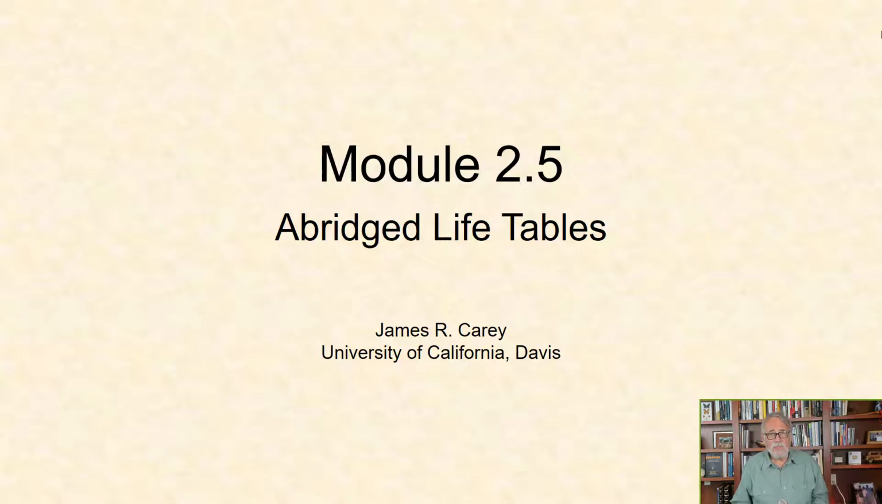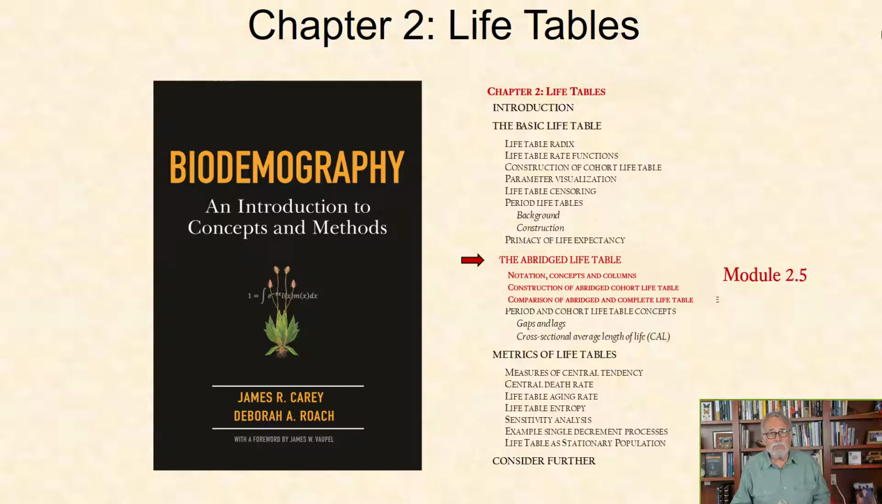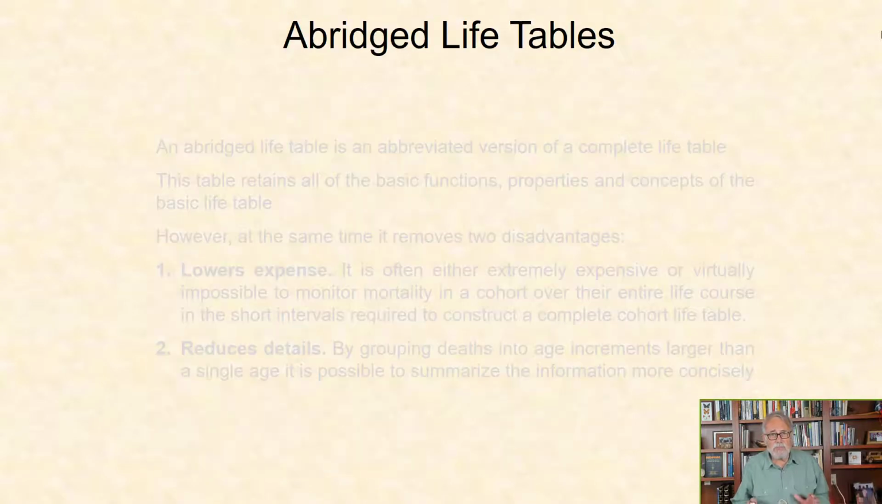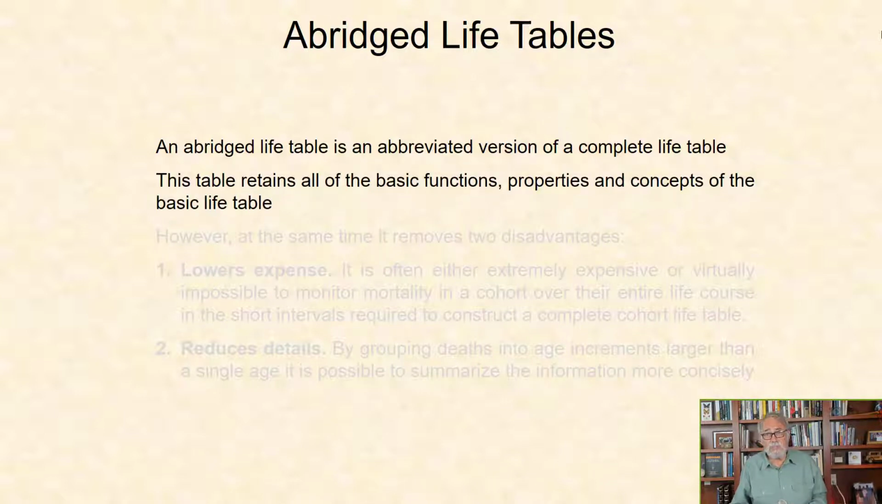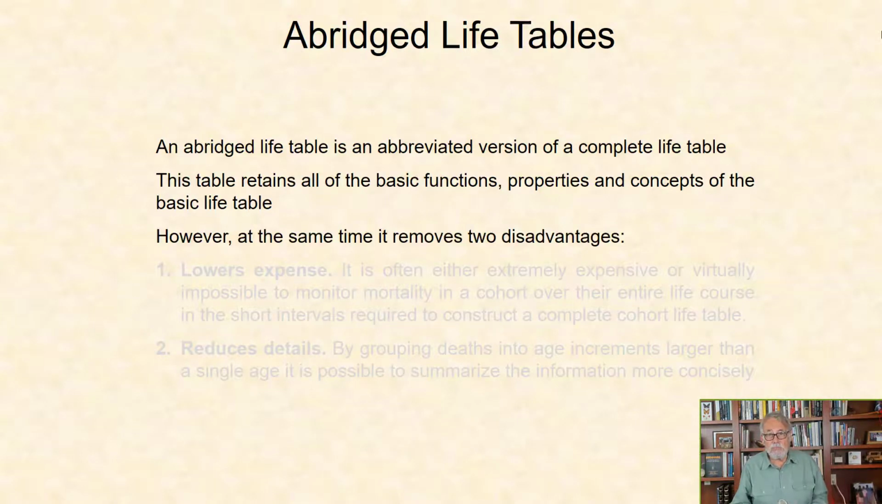In this module of Chapter 2 on life tables, Module 2.5, I will cover abridged life table concepts and construction. An abridged life table is an abbreviated version of a complete life table in that it lumps age classes. This type of life table retains all of the basic functions, properties, and concepts of the basic life table, while at the same time removing two disadvantages of the complete life table.